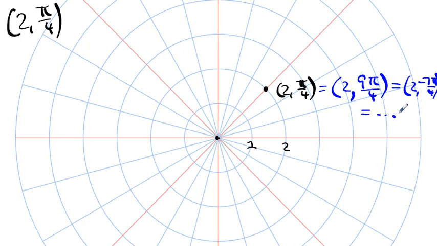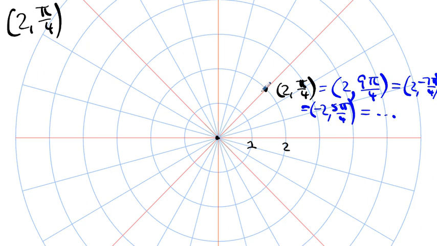In fact, there's lots of different ways. You could start at negative 2 and rotate by 5 pi over 4. I can start at negative 2 and rotate, there it is. There's a whole bunch of polar coordinates that could represent this point. And that's part of what makes polar coordinates just a little bit weird.